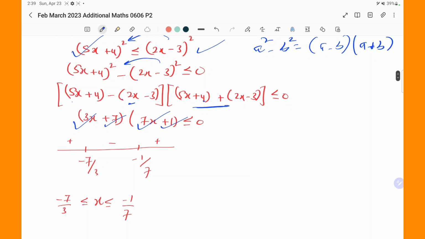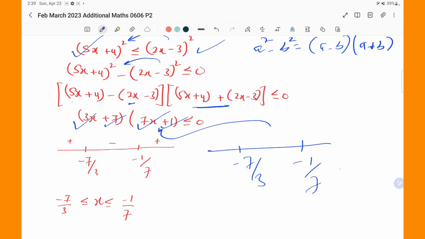Now after that you have to plot these roots. So here you will get minus 7 over 3, and from here you will get minus 1 over 7. After that, if you put any value in this expression which is greater than minus 1 over 7, you will get positive values. If you select any value between minus 7 over 3 and minus 1 over 7, suppose minus 2, yeah, minus 2 will come in this.